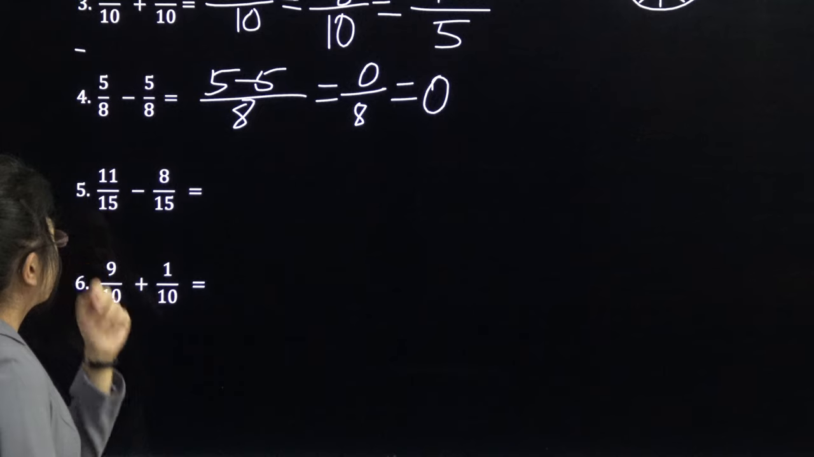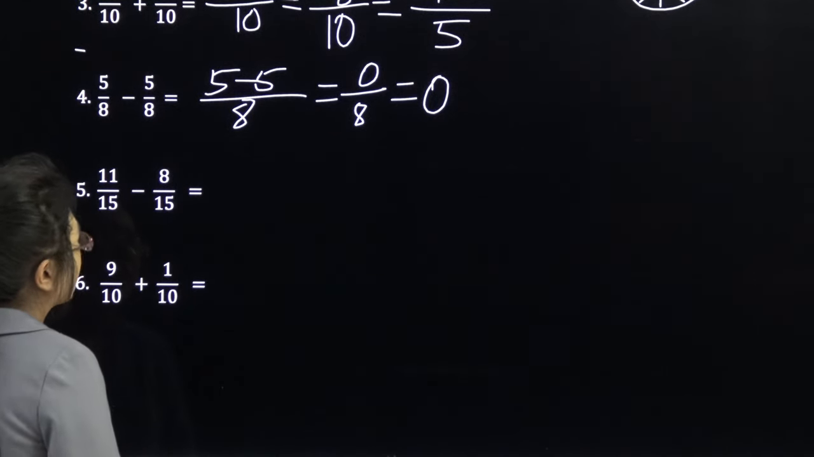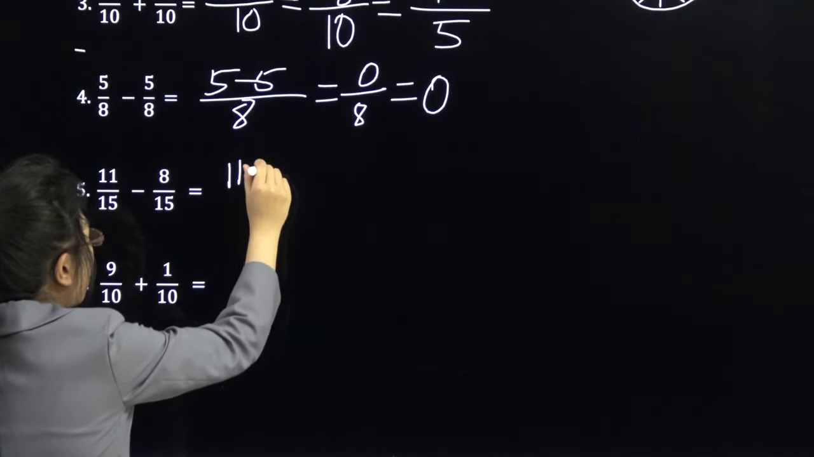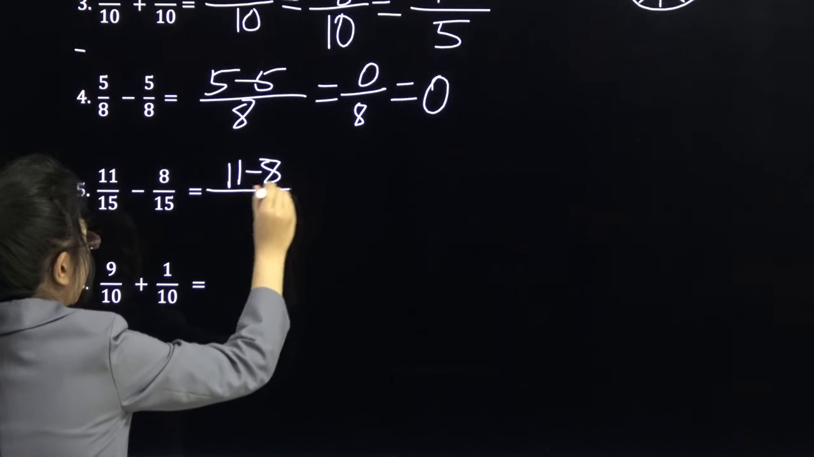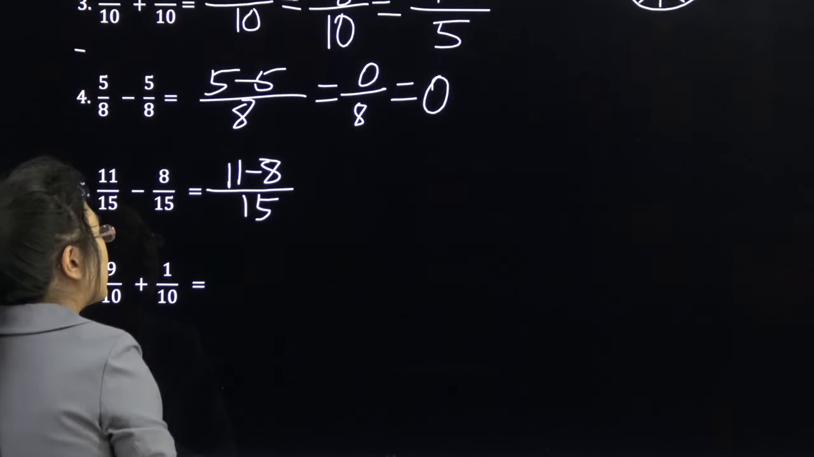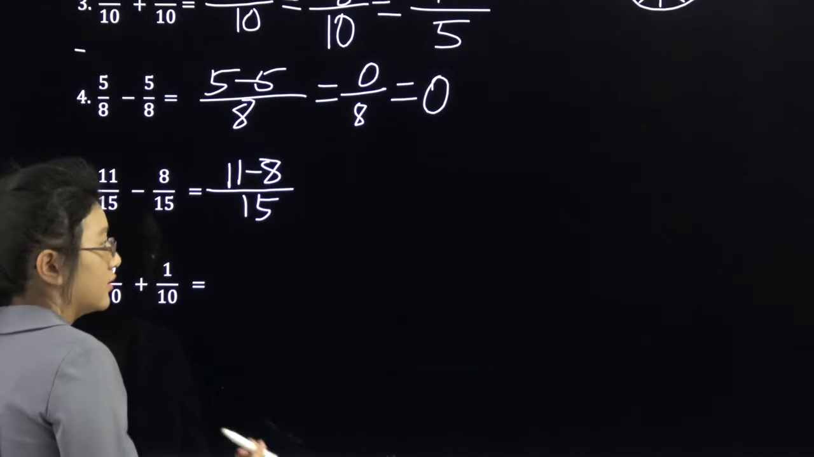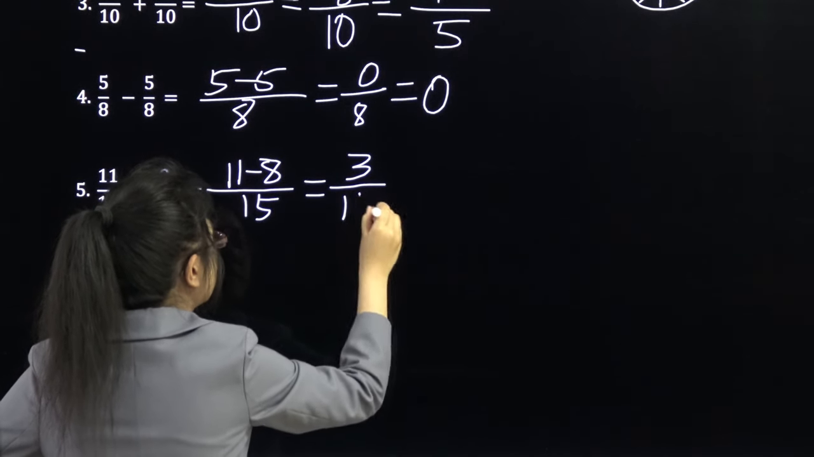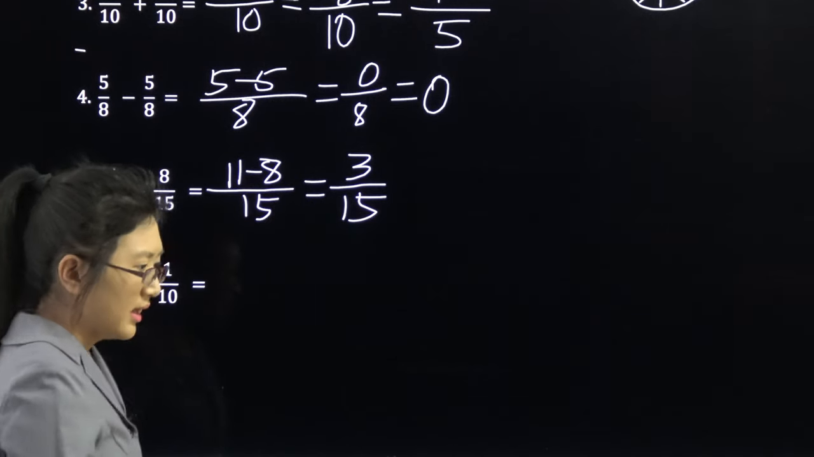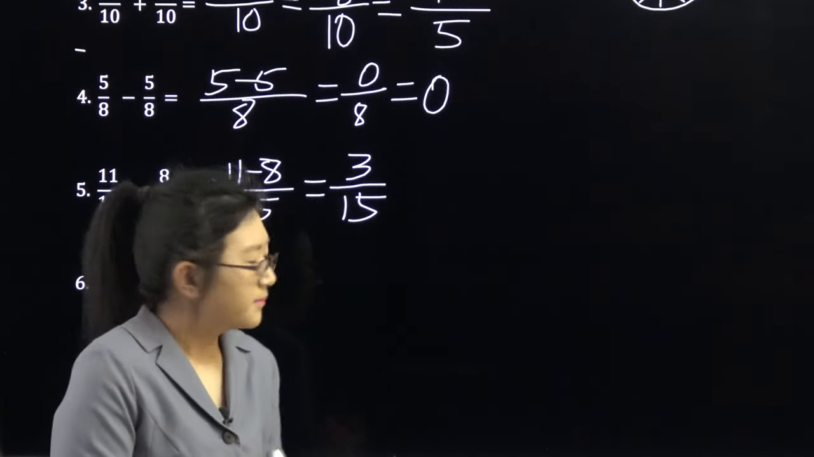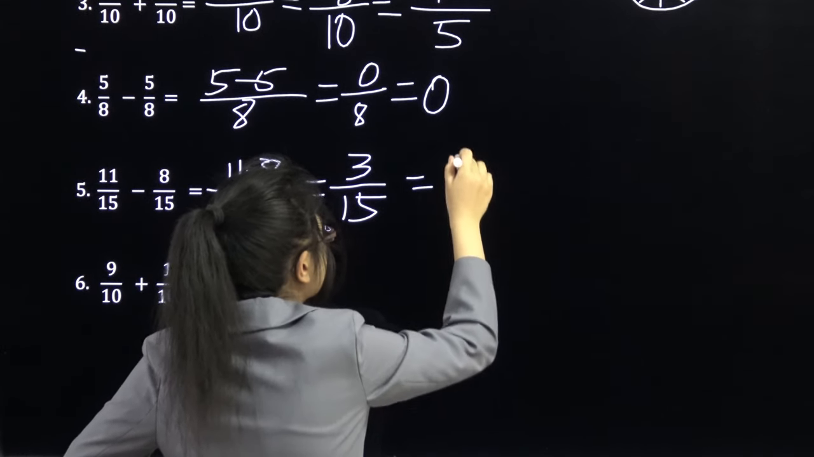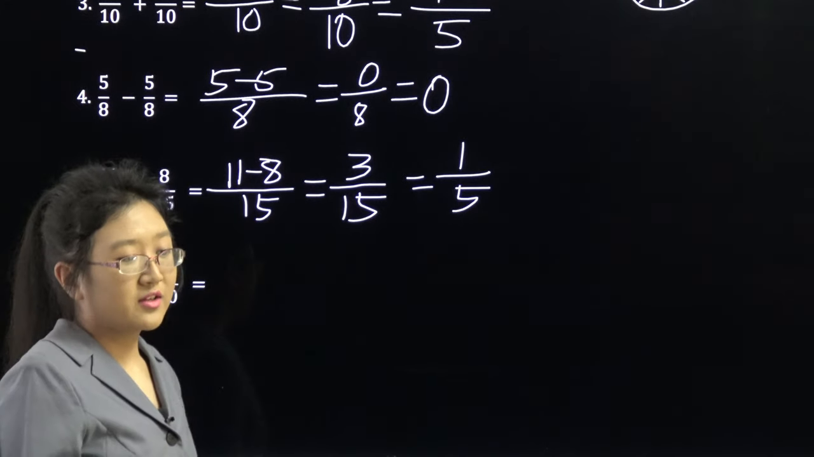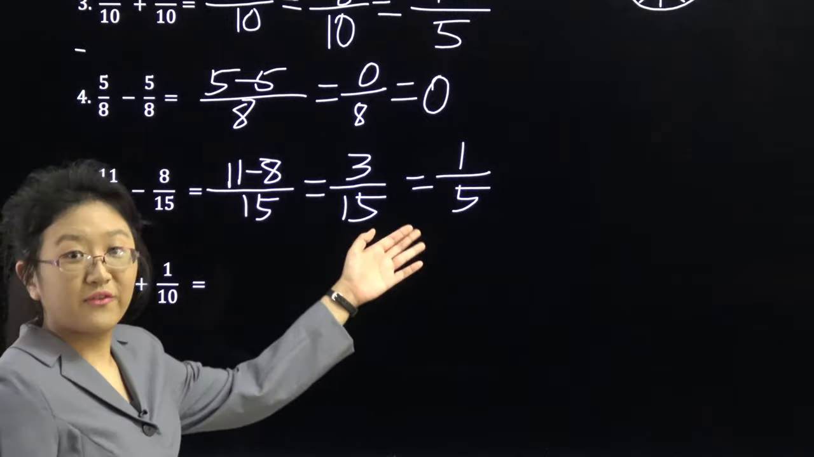11 over 15 minus 8 over 15. Now, first step, subtract numerators, use old denominator. 11 minus 8 over 15 equals 3 over 15. Now, 15 is a multiple of 3. So we're going to divide both of these by 3, and we get 1 over 5. 1 and 5 do not share any factors except 1. This is as simplified as it gets.